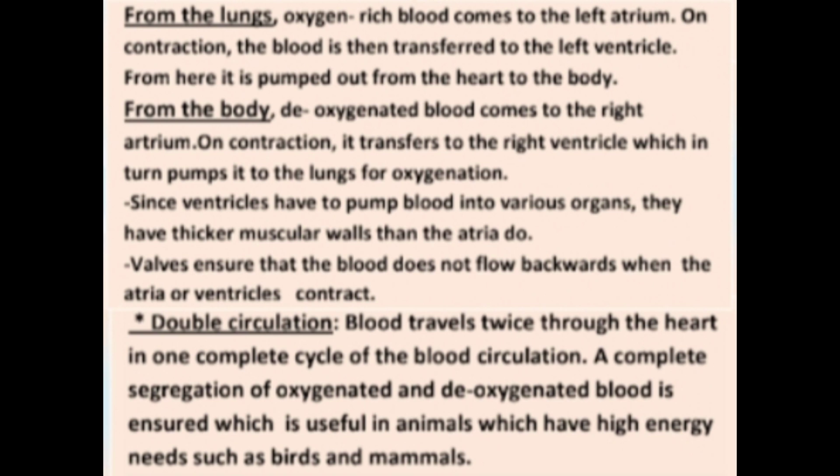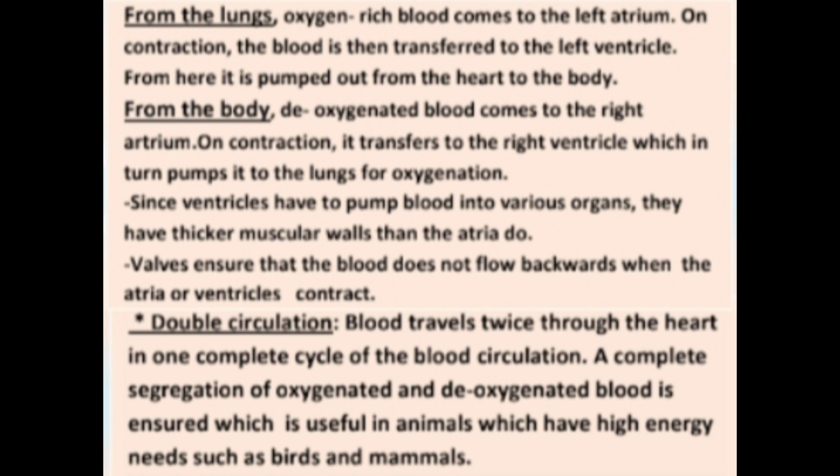From the lungs, oxygen-rich blood comes to the left atrium. On contraction, the blood is then transferred to the left ventricle. From here, it is pumped out from the heart to the body. From the body, deoxygenated blood comes to the right atrium. On contraction, it transfers to the right ventricle, which in turn pumps it to the lungs for oxygenation.